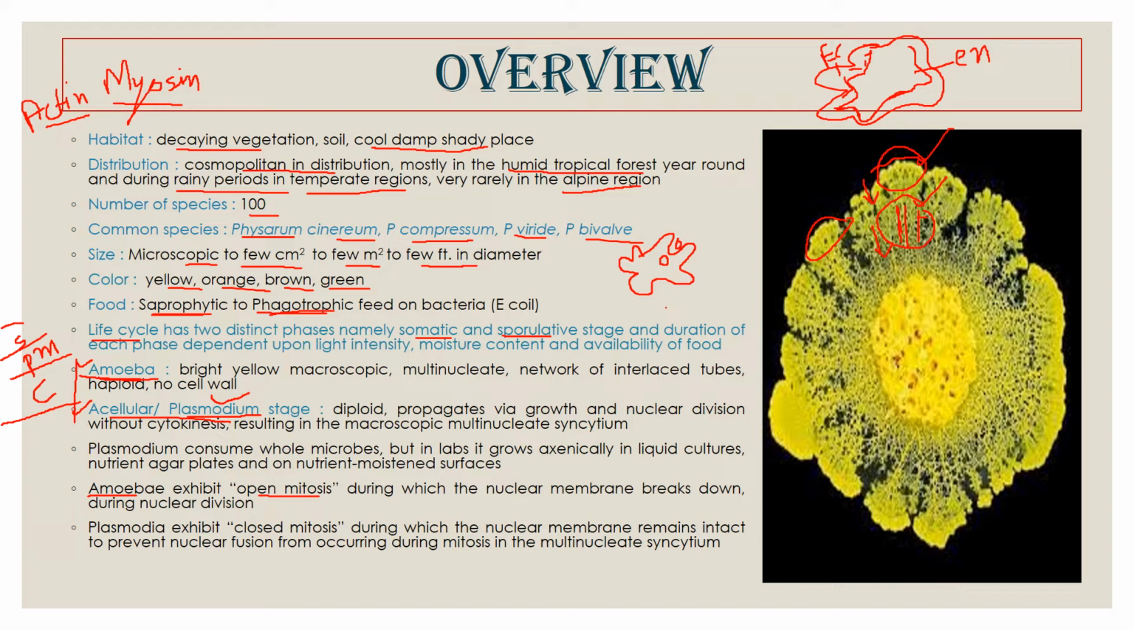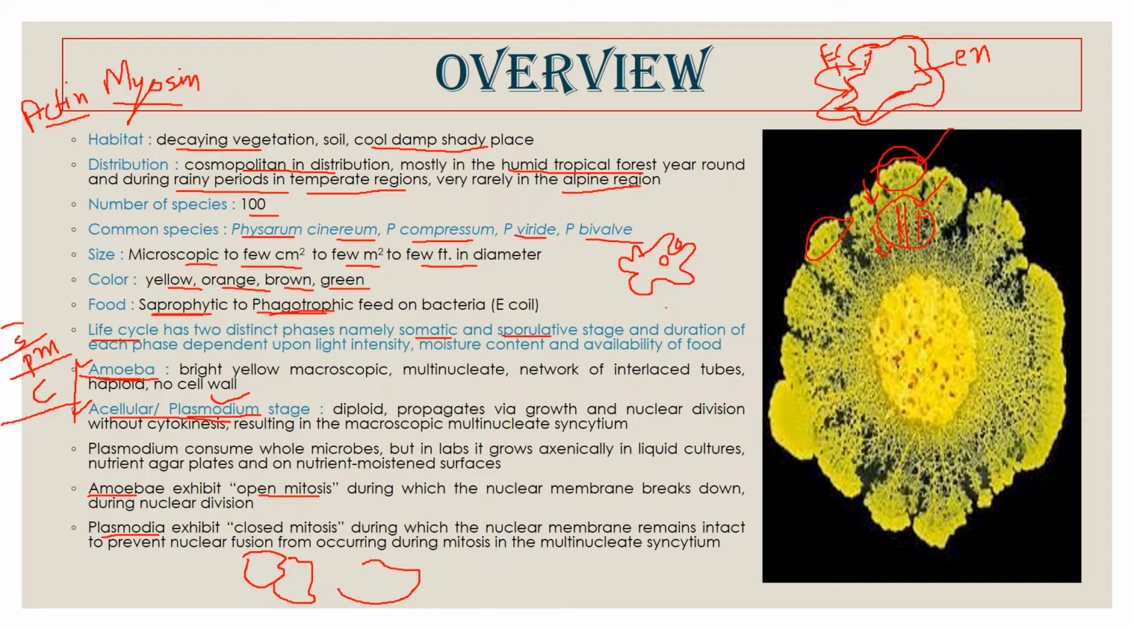And one thing is that as it engulfs more food, it also keeps on increasing in size. So in case of amoeba, the nuclear division is open mitosis, that is, the nuclear membrane breaks down during the nuclear division, because there is no problem in the fusion of the nuclei.